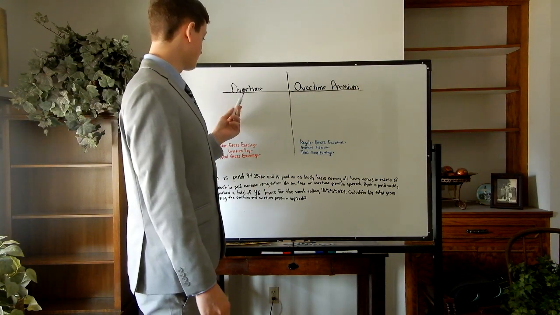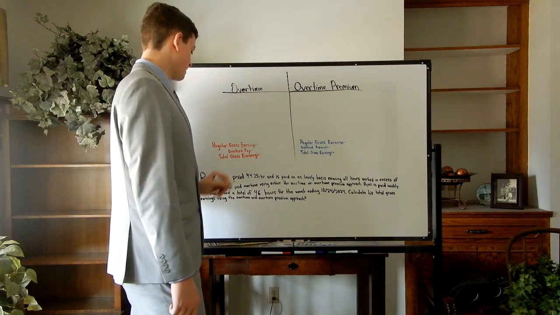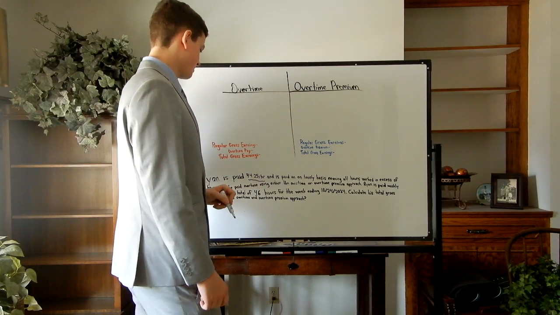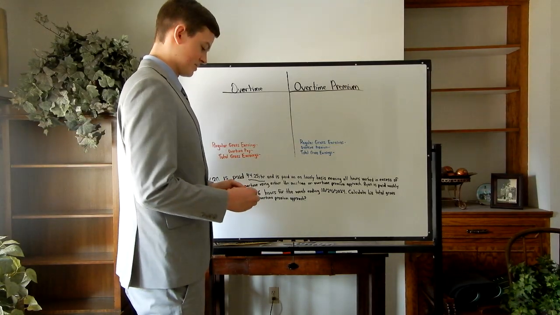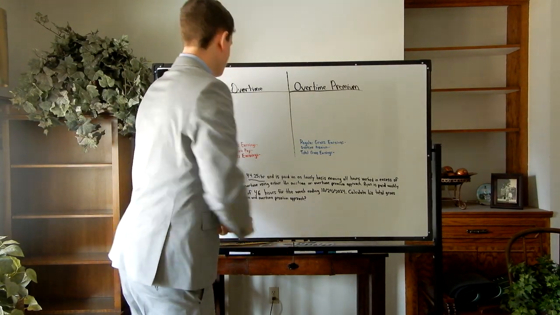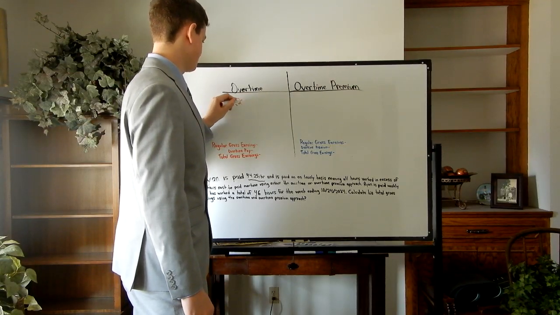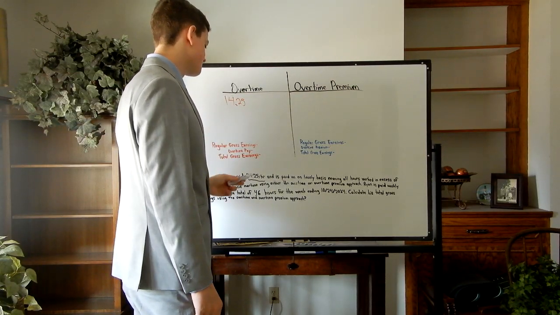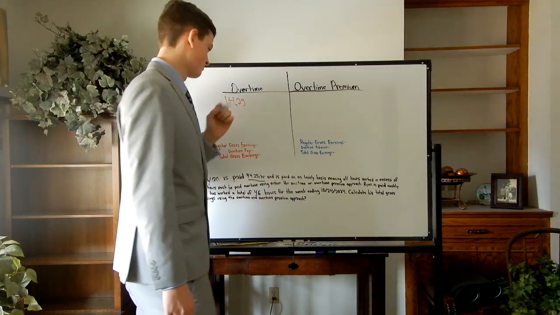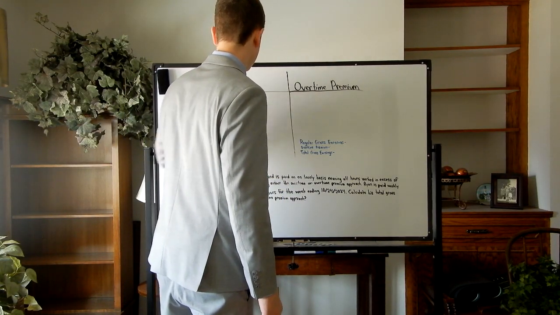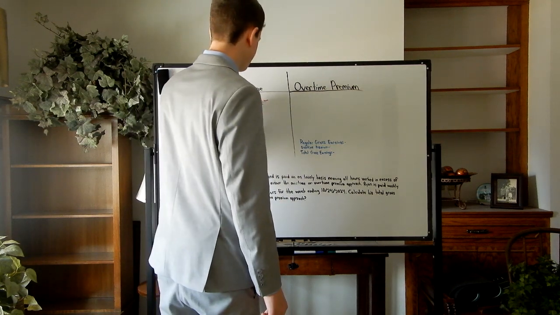Starting with the overtime approach. So, what you want to do here, since Ryan is paid $14.25 per hour, is take $14.25 times 40, and that is going to get you $570.